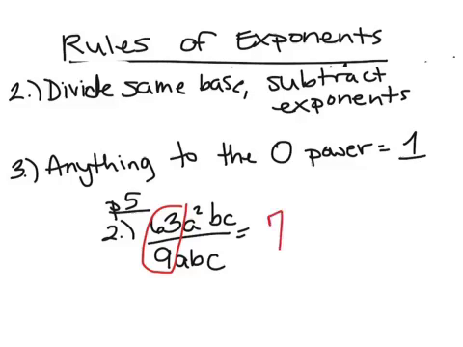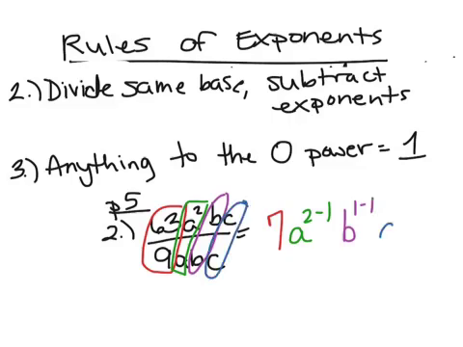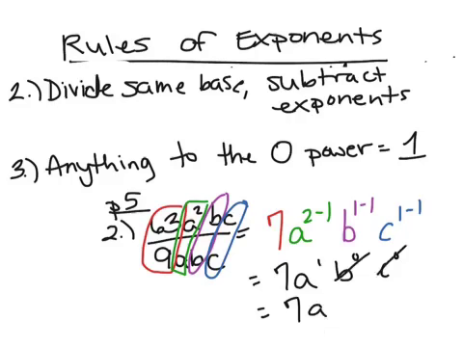Then I'm going to work with my bases that are the same. I have a squared over a to the first, so I have a to the 2 minus 1. And then I have b over b, so that's b to the 1 minus 1. And then I also have c to the first over c to the first, so that's c to the 1 minus 1. So when I simplify this, I get 7 a to the 2 minus 1, so a to the first power, and then b to the 0, and c to the 0. So that gives me 7a, and then my b to the 0 and c to the 0 just cancel out because it's just 1, so my final answer is 7a.